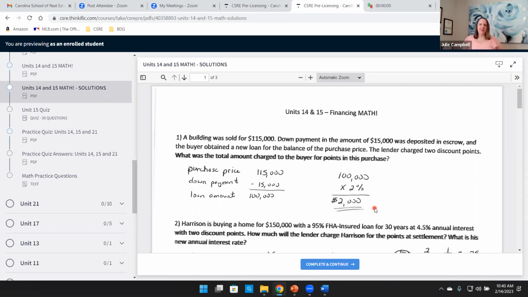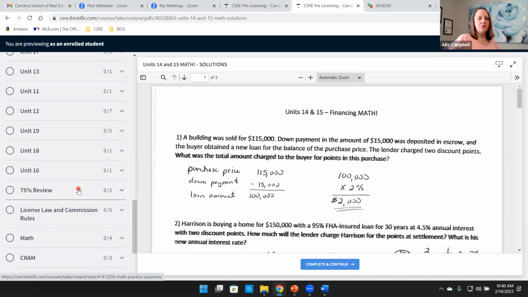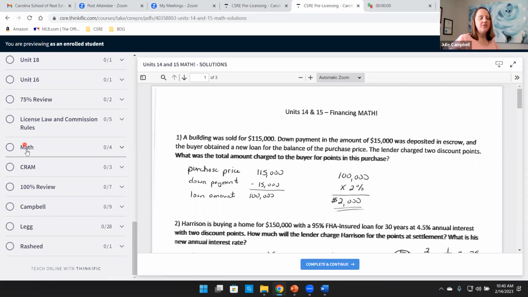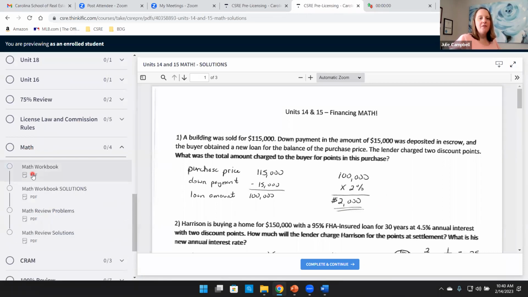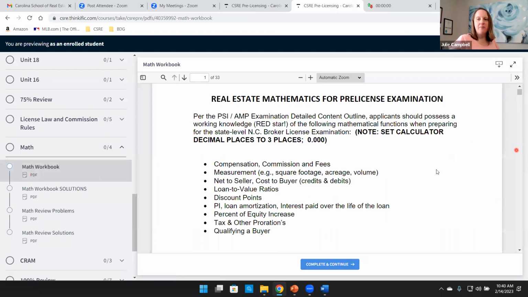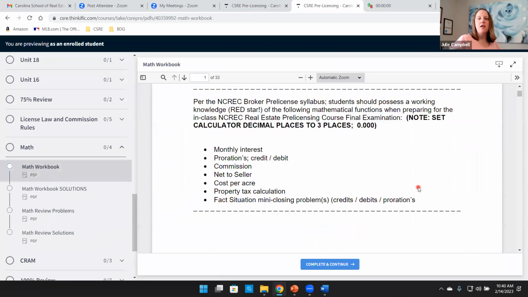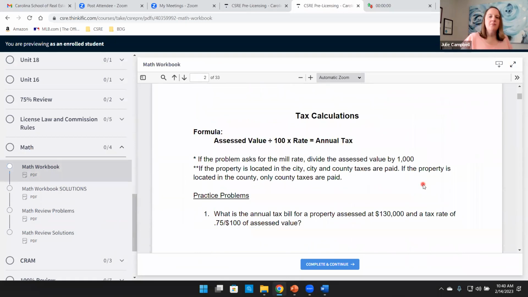Another present I want to give you guys. I'm just full of presents today, aren't I? In the online learning system, if you scroll down, you see we have a folder called math. And within the math folder is something called a math workbook. Now we'll talk about this first page in just a second. The rest of the math workbook gives you explanations of the math, and it gives you extra practice.